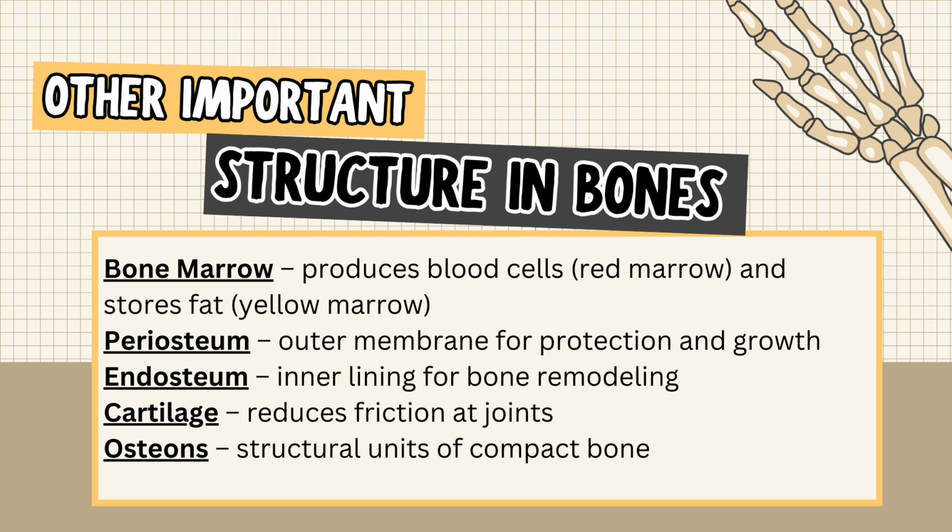Second, periosteum. Periosteum is a thin but strong outer covering of the bone. It protects the bone, provides nutrients through blood vessels, and serves as an attachment point for muscles and tendons. So when you feel bone pain from an injury, it's often the periosteum reacting.